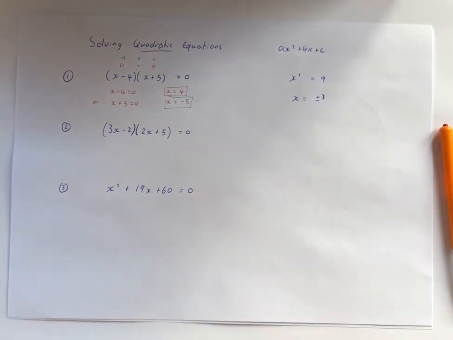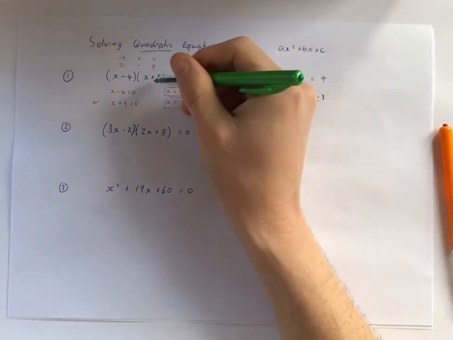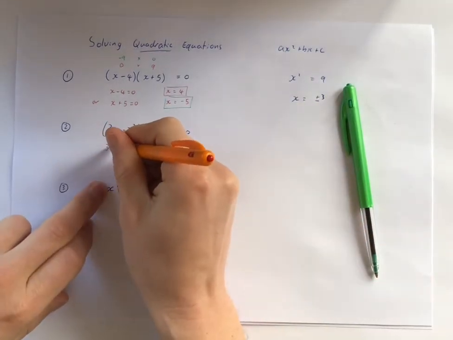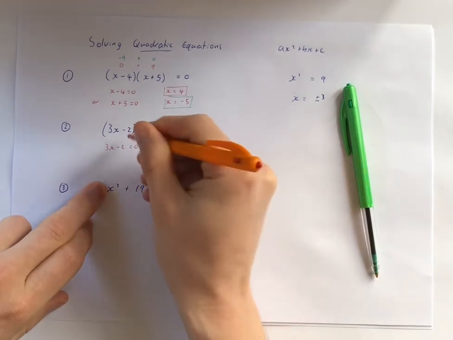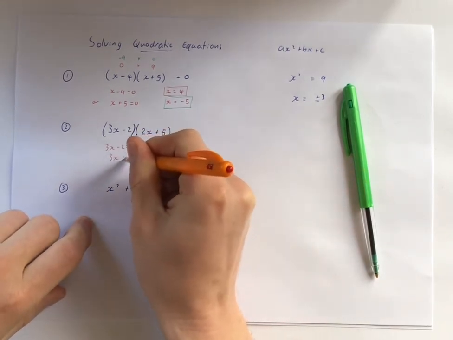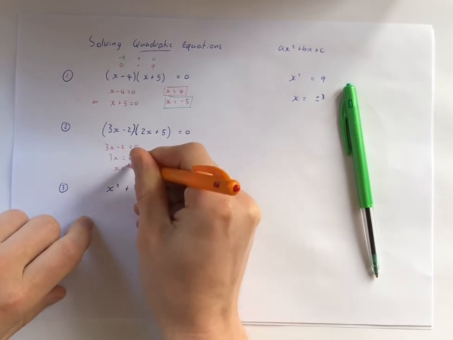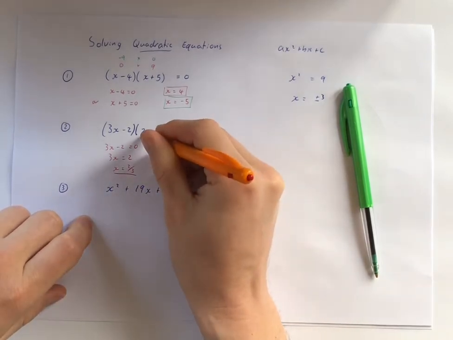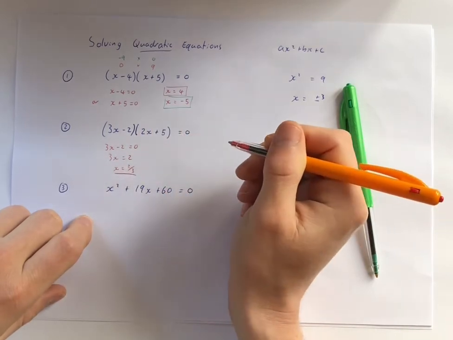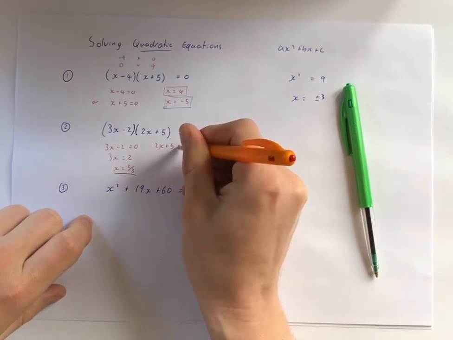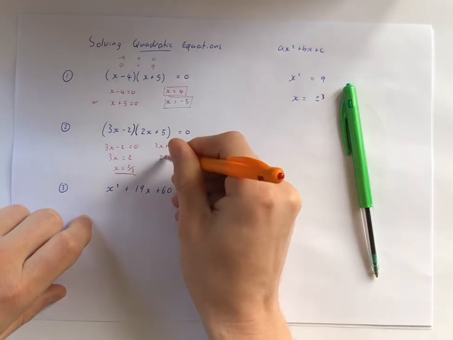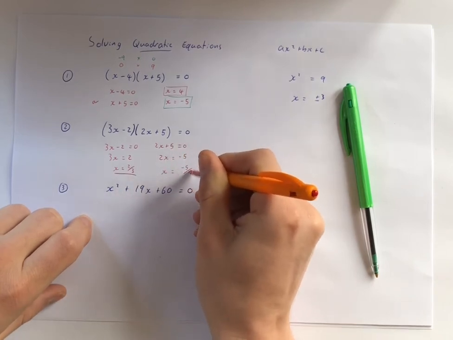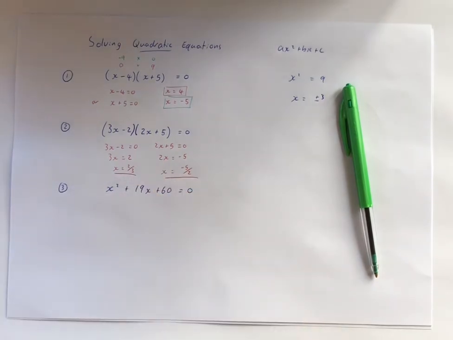So basically, to solve a quadratic equation, if it's in factored form, just solve each bracket for 0. So this one, 3x minus 2 equals 0 is one solution. So add 2 and then divide by 3. So there's one solution. X is 2/3. The other solution would be when this bracket is equal to 0. 2x plus 5 equals 0. Subtract the 5 and divide by 2. Negative 5 over 2. There are our two solutions.